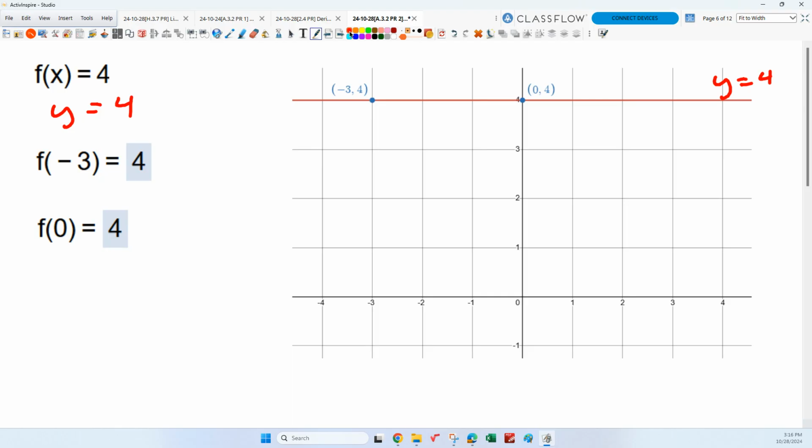So f of -3 equals 4. Well, that corresponds to this point right there. f of 0 equals 4 corresponds to that point with coordinates 0, 4. But because it's a horizontal line, the y-coordinates are all the same, aren't they? They're 4. Okay? Everybody see that?